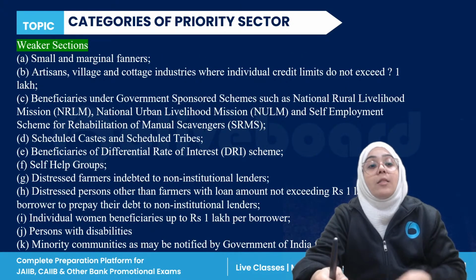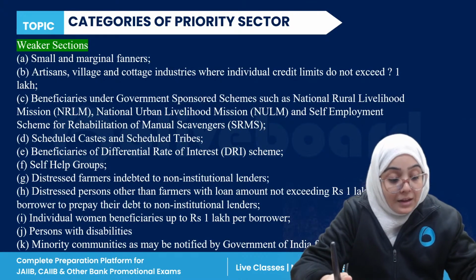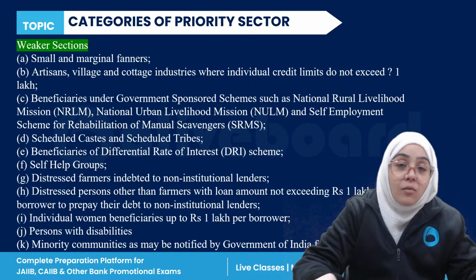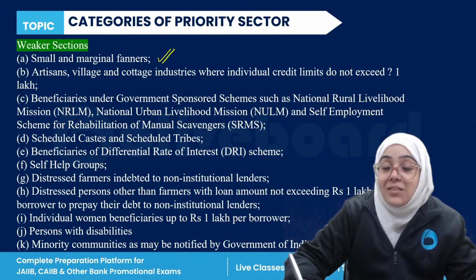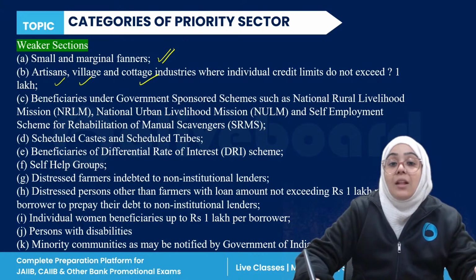These are all the weaker sections. If we talk about the weaker sections, who are the weaker sections? So these all come under the weaker section. For example, small and marginal farmers, these are the weaker section. Artisans, village, cottage industries, okay.